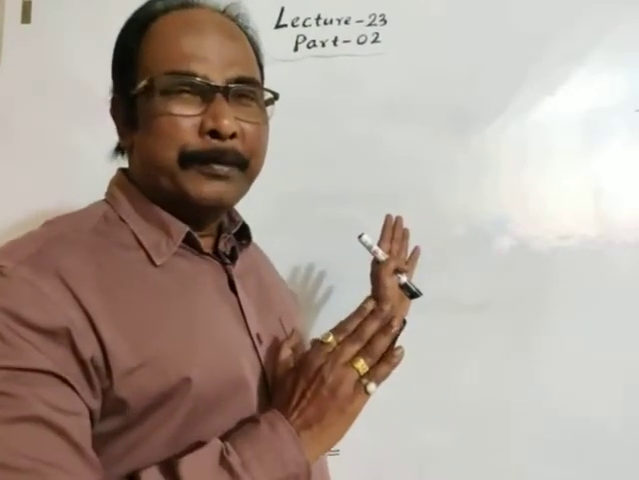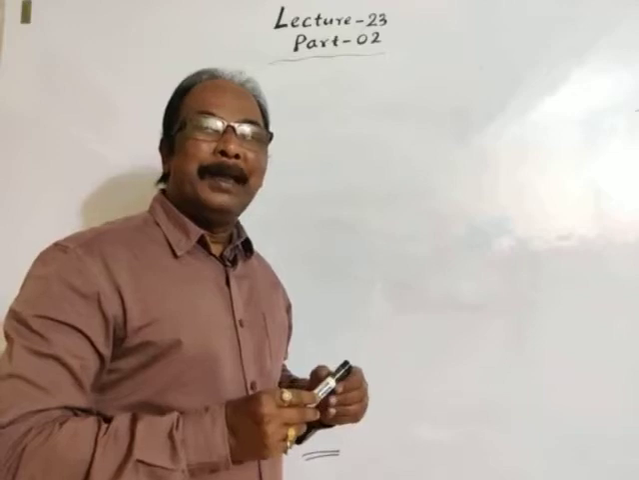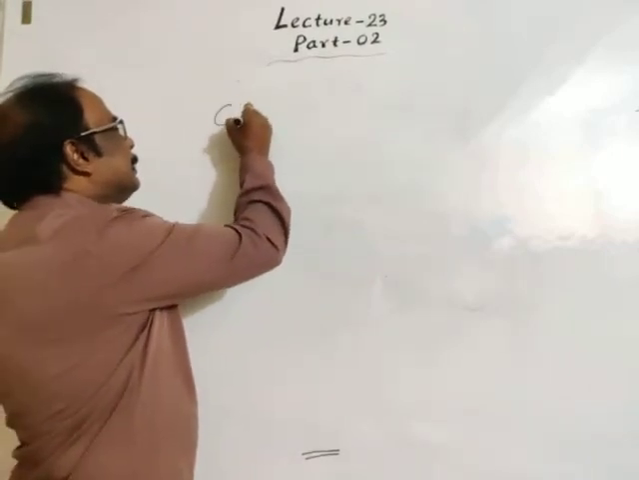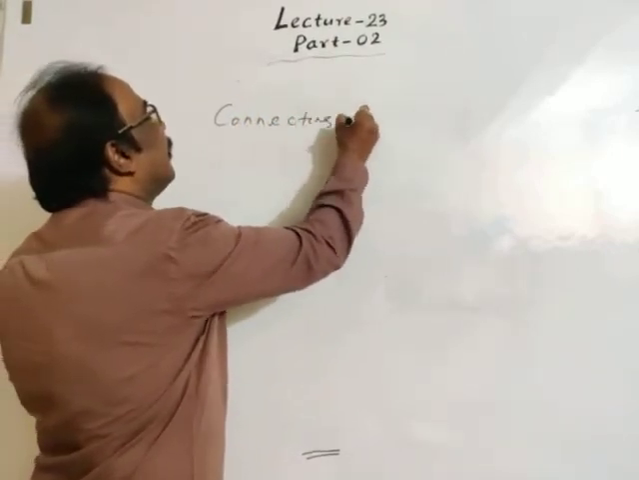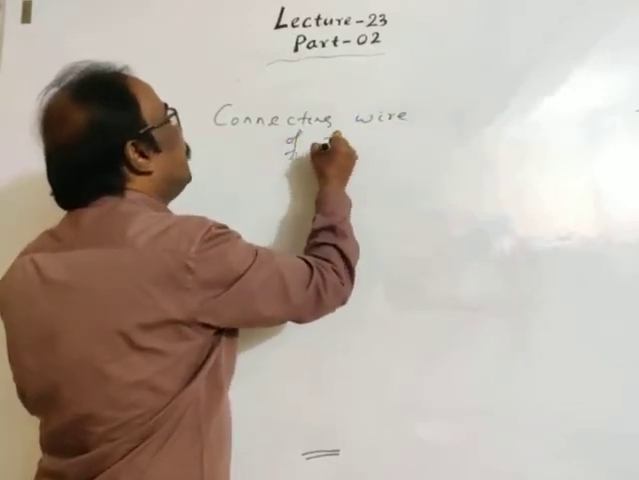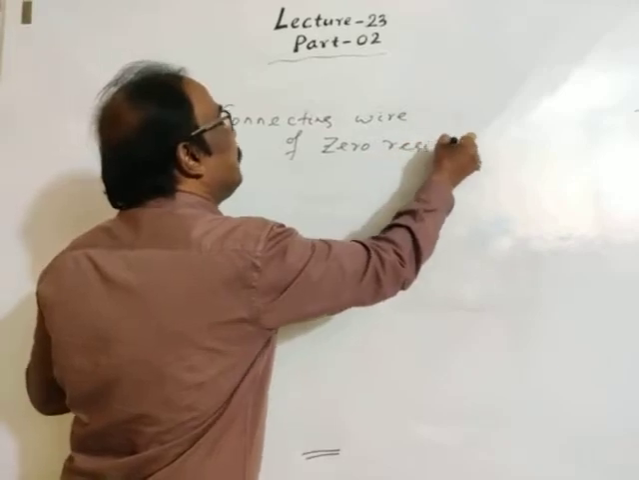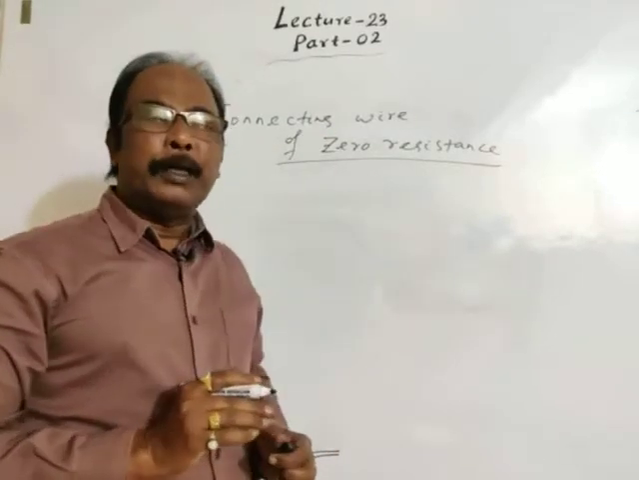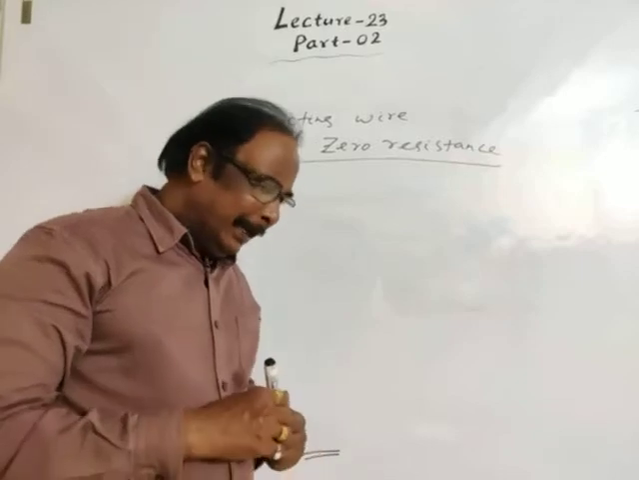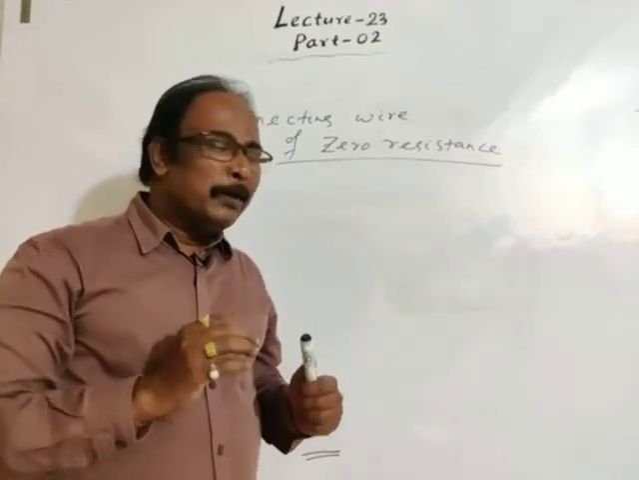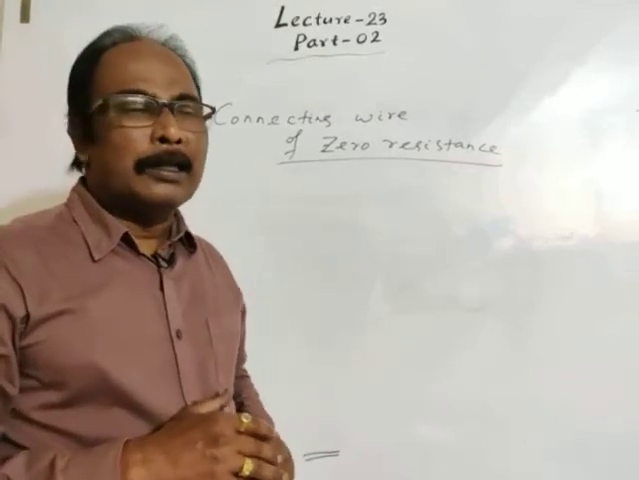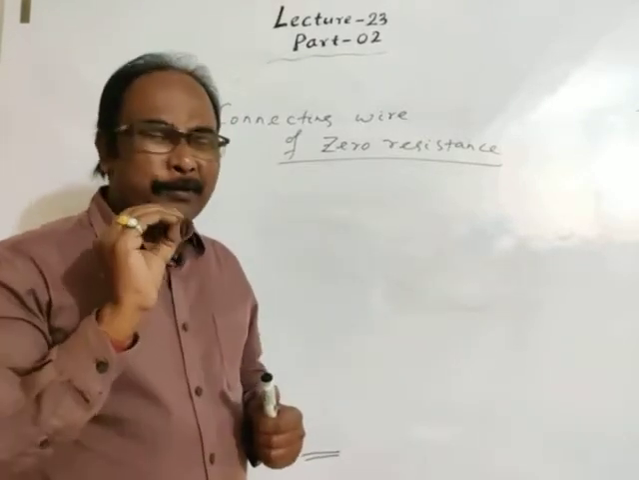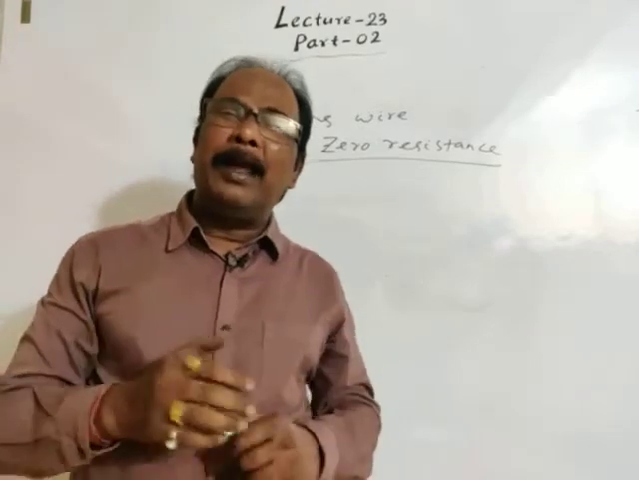And in this lecture, means in part 2 of numericals on combination of capacitors, I will discuss the numericals based on a connecting wire of zero resistance. We will apply this connecting wire of zero resistance while solving the numericals. Then resistance: we will have a complete discussion on resistance and all these things related to electrodynamics later in brief. But in this lecture, we should have a very basic idea about resistance.